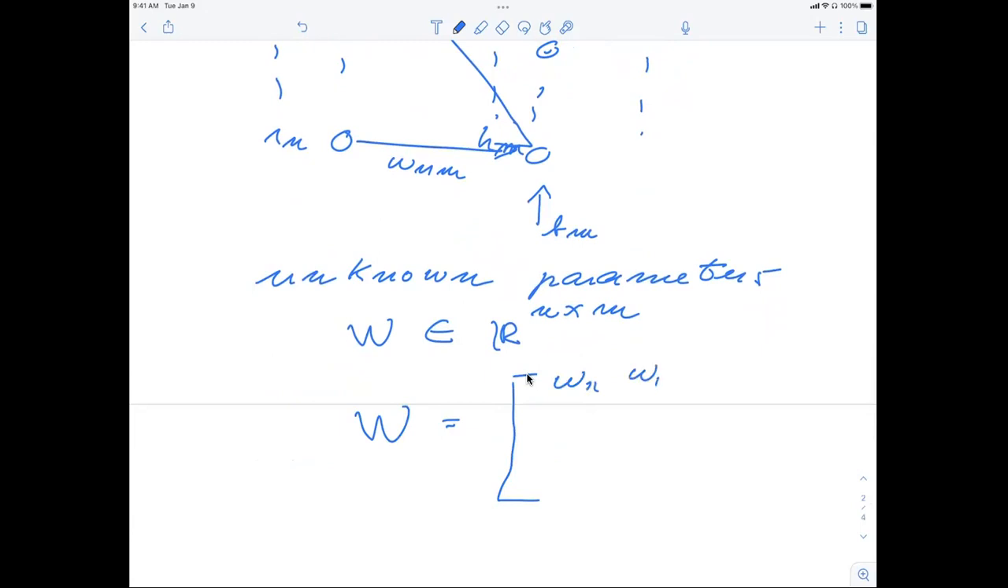So we're going to have W12 and all the way up to W1 of N. And this goes all the way down to Wn1 and up to Wn times M. So that's the matrix which contains the unknown parameters.